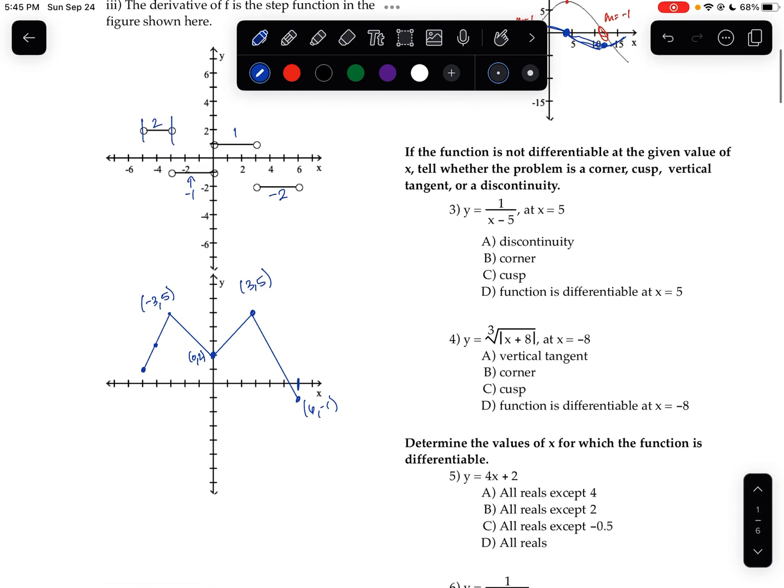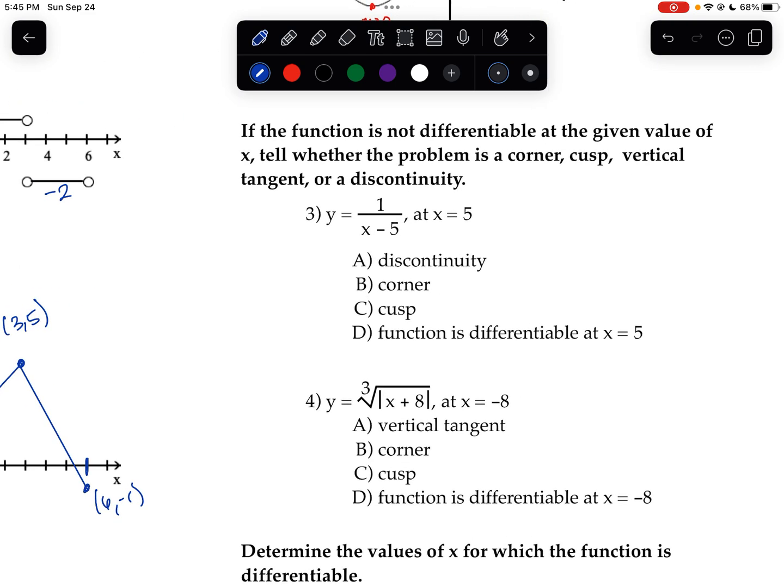Okay, for the next one, if the function is not differentiable at the given value of x, tell whether the problem is a corner, cusp, vertical tangent, or discontinuity. You can use graphing on these ones if you'd like.